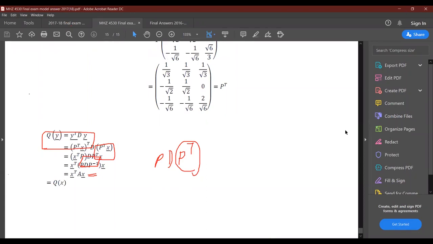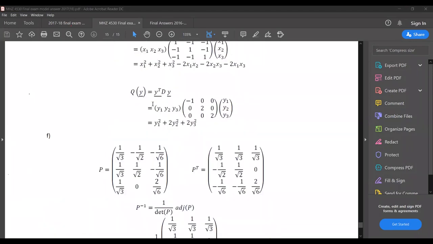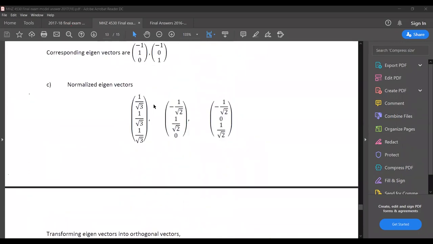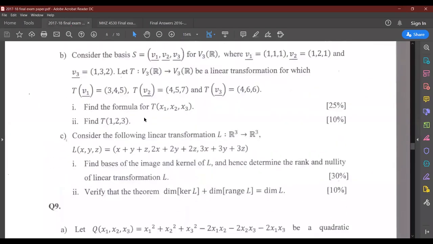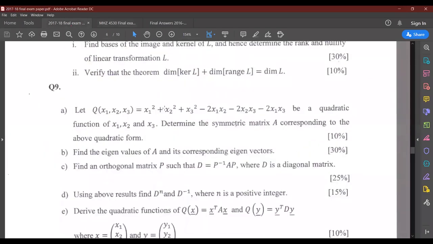Can you explain part A again? Part A means how to write the matrix. That one. You can ask the doubts. I'll be here for a few minutes. Do you mean this one? Yeah. So you want to know how to write this one, right?